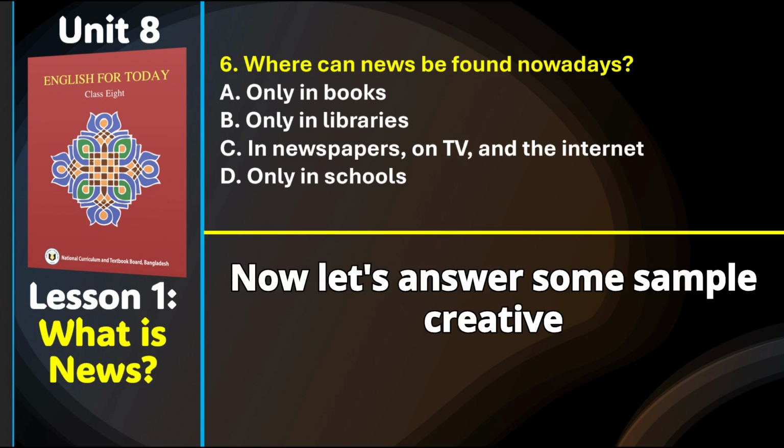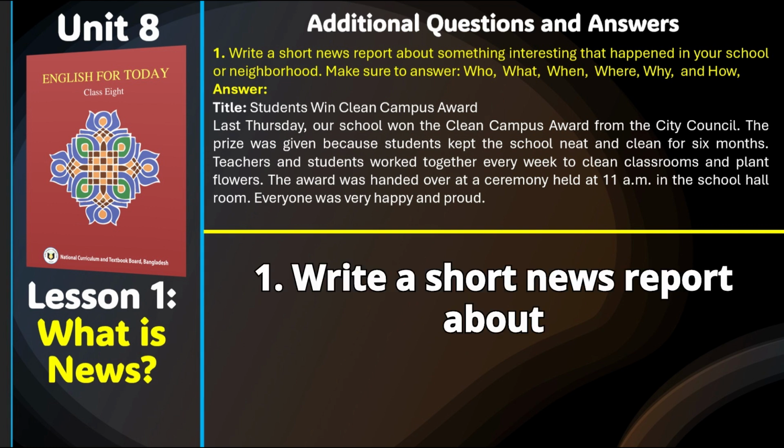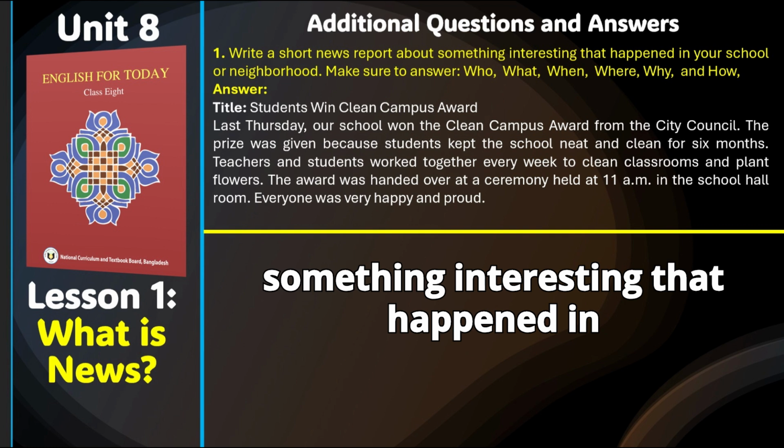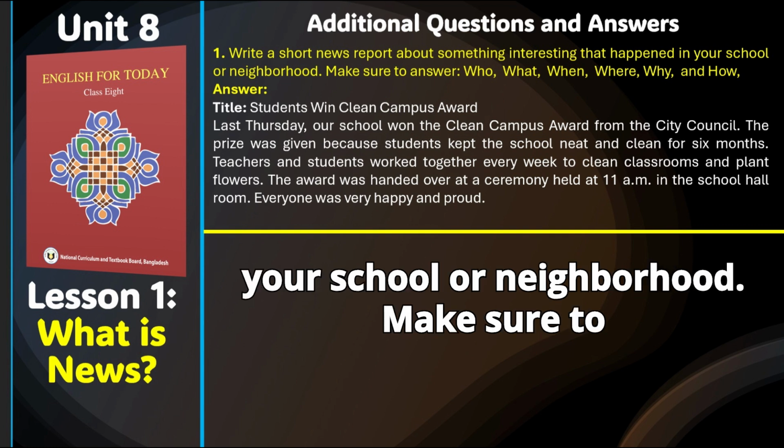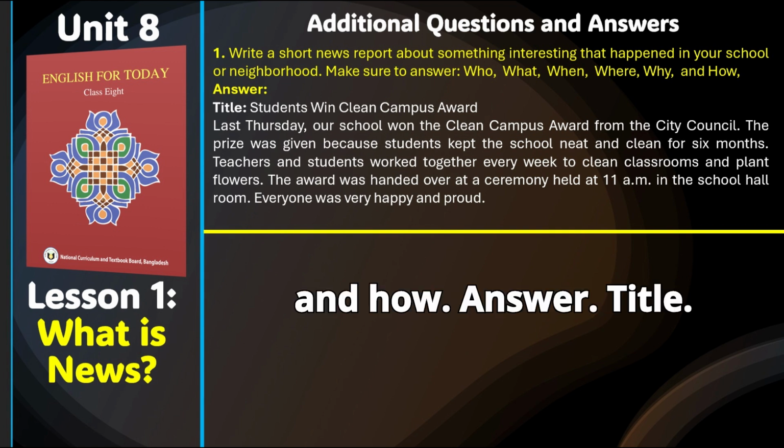Now let's answer some sample creative thinking questions from Lesson 1. 1. Write a short news report about something interesting that happened in your school or neighborhood. Make sure to answer who, what, when, where, why, and how.